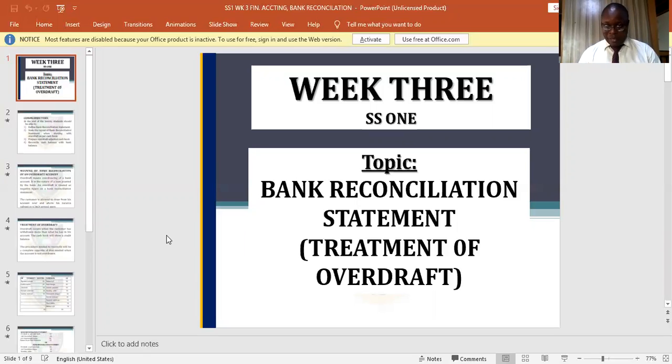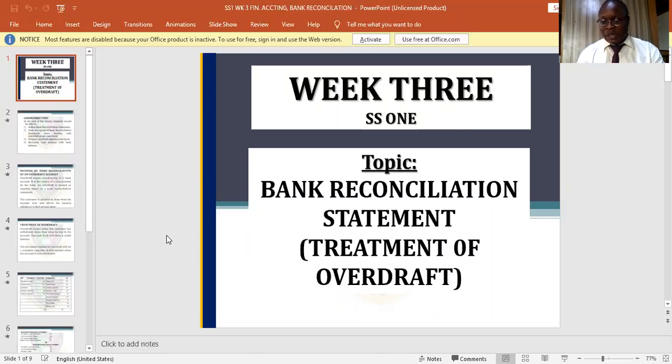Then we also discussed bank statement. A bank statement is a periodic statement sent by the bank to the customer, showing the financial position of his account as at a given date. We also discussed reasons for bank reconciliation statement, where we have unpresented cheque, uncredited cheque, dishonoured cheque, and then standing order, dividends, and so on.